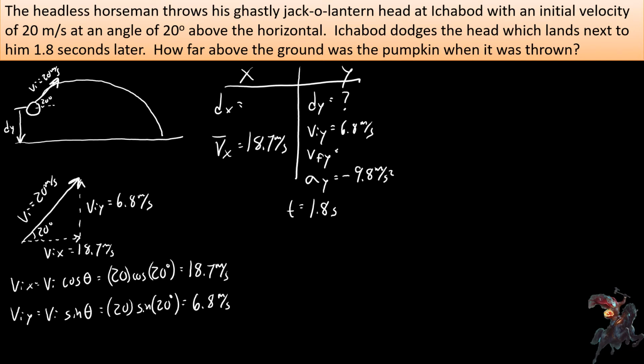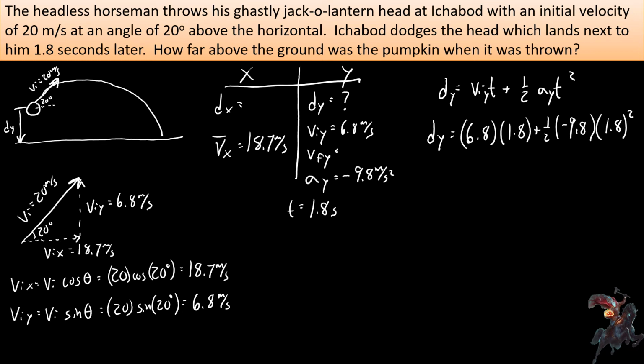So we could find the range if we wanted to, but they're really just saying how far above the ground was the pumpkin when it was thrown. So we have d, vi, a, and t. We want the equation without vf in it, which is this one. You substitute in your values, and you end up getting a negative answer, negative 3.56 meters. So what does that mean?